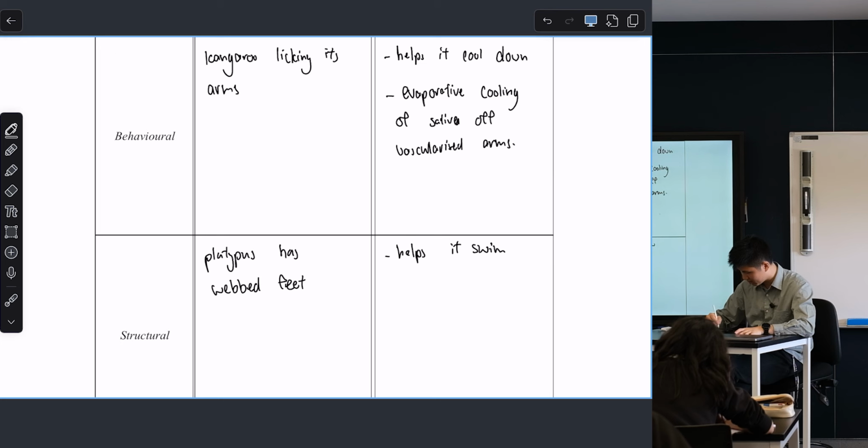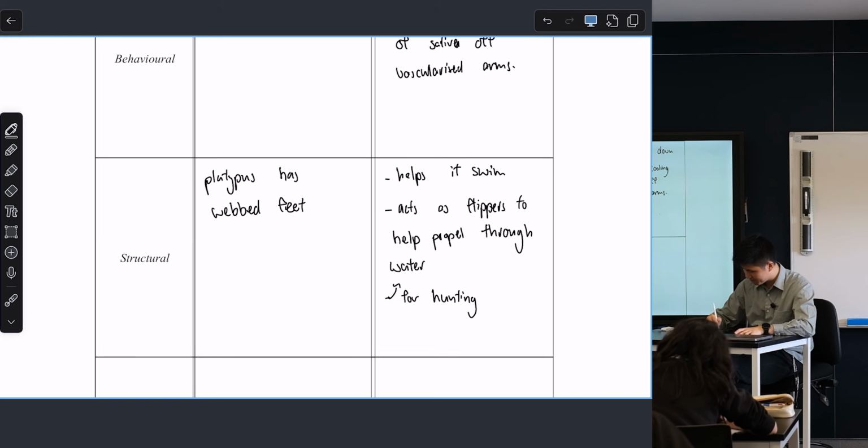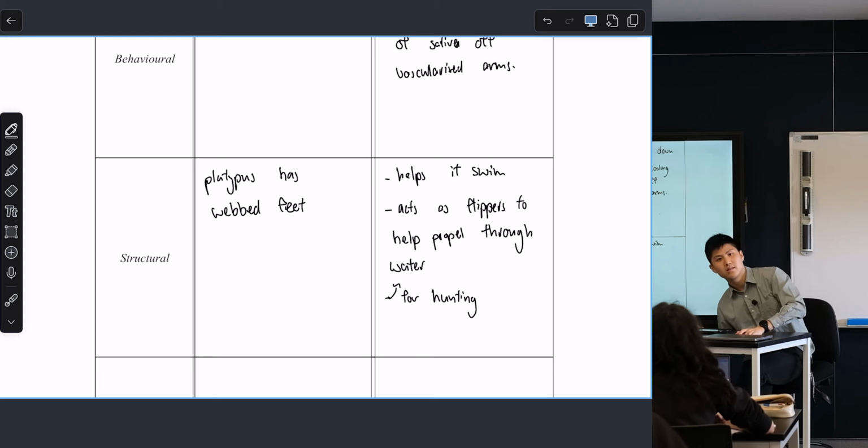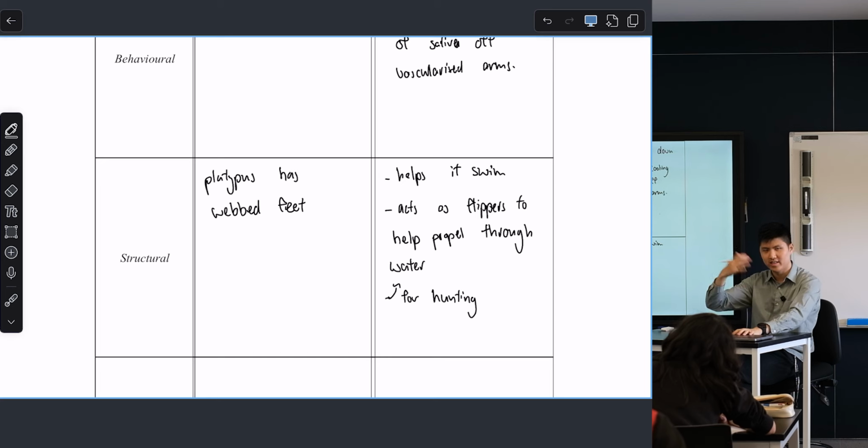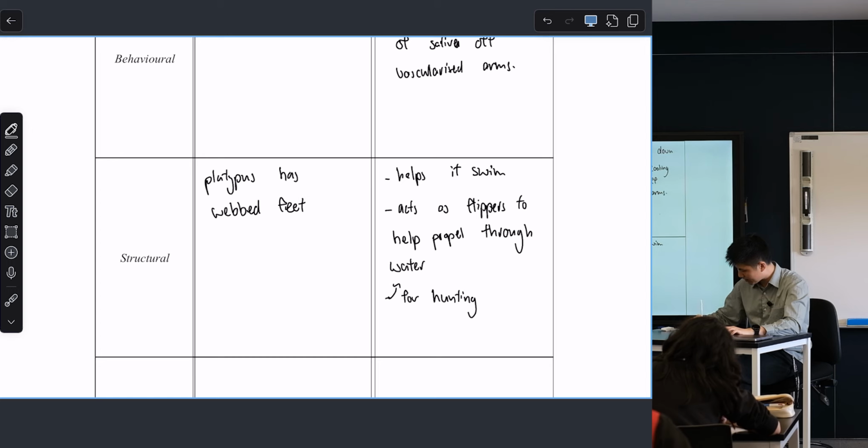I can't spell. But how does having webbed feet help it swim? Yes, Hannah? Oh, vascularized, sorry. My handwriting sucks. Basically, they're really veiny. So it's the blood flow is close to the exterior, which is helpful for when you want to cool down. Right, how might having webbed feet help a platypus swim?